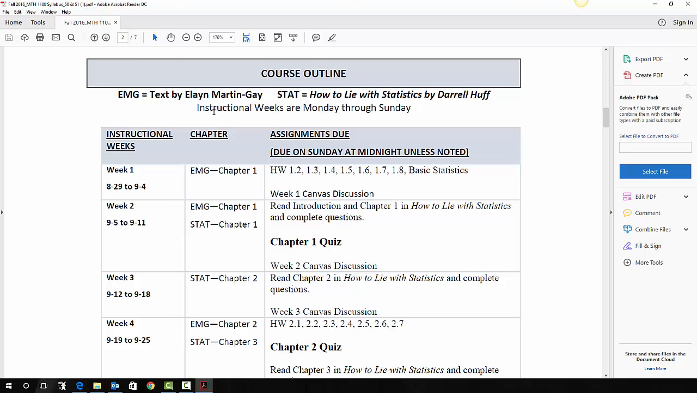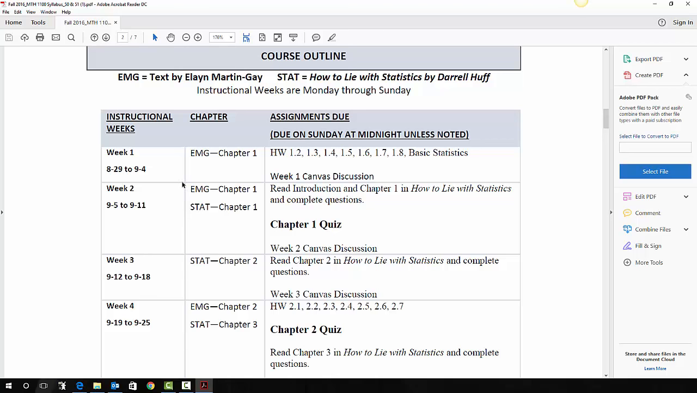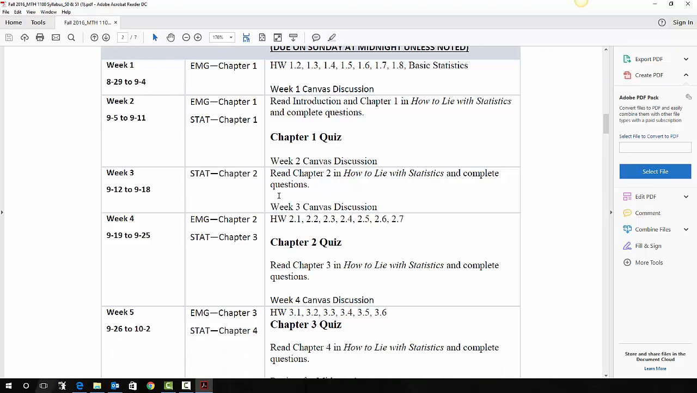I'm breaking up the instructional weeks to be Monday through Sunday, with the exception of finals week, because that would end on a Friday. We're starting on a Monday, and I'm going to make all the course materials due Sunday at midnight for that week, so that I can give you time to plan accordingly. I listed here the weeks and the dates, what chapters we'll be working in, and also what assignments are due that week. You can read over that.